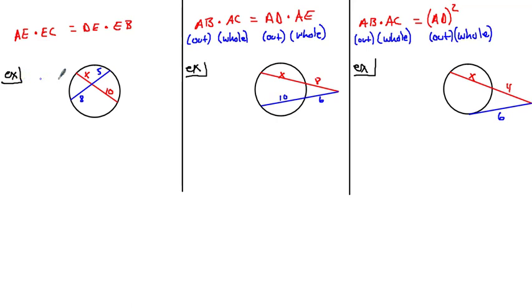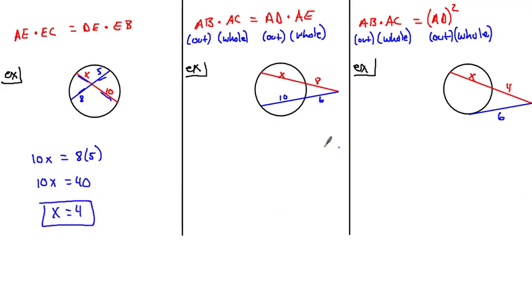Our formula for two chords said that we basically do this times this equals this times this. So we're going to do x times 10, 10x, equals 8 times 5, which is 40. So we've got 10x equals 40. So x equals 4. And that's it. Easy peasy.